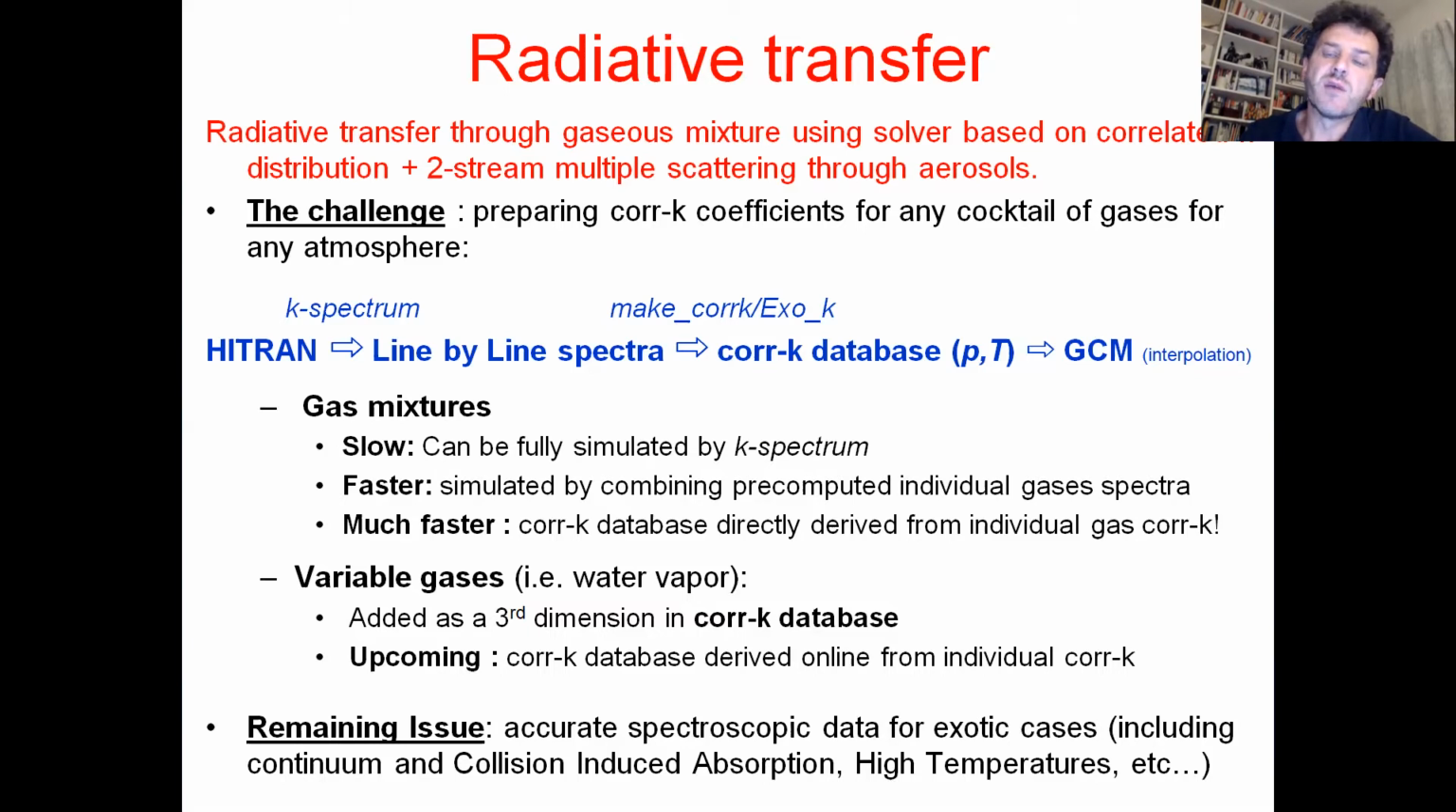And in the GCM we will use this database, this matrix, and interpolate it at the right pressure and temperature it needs. That's the way we work. If you have a gas mixture, then it can be a problem.